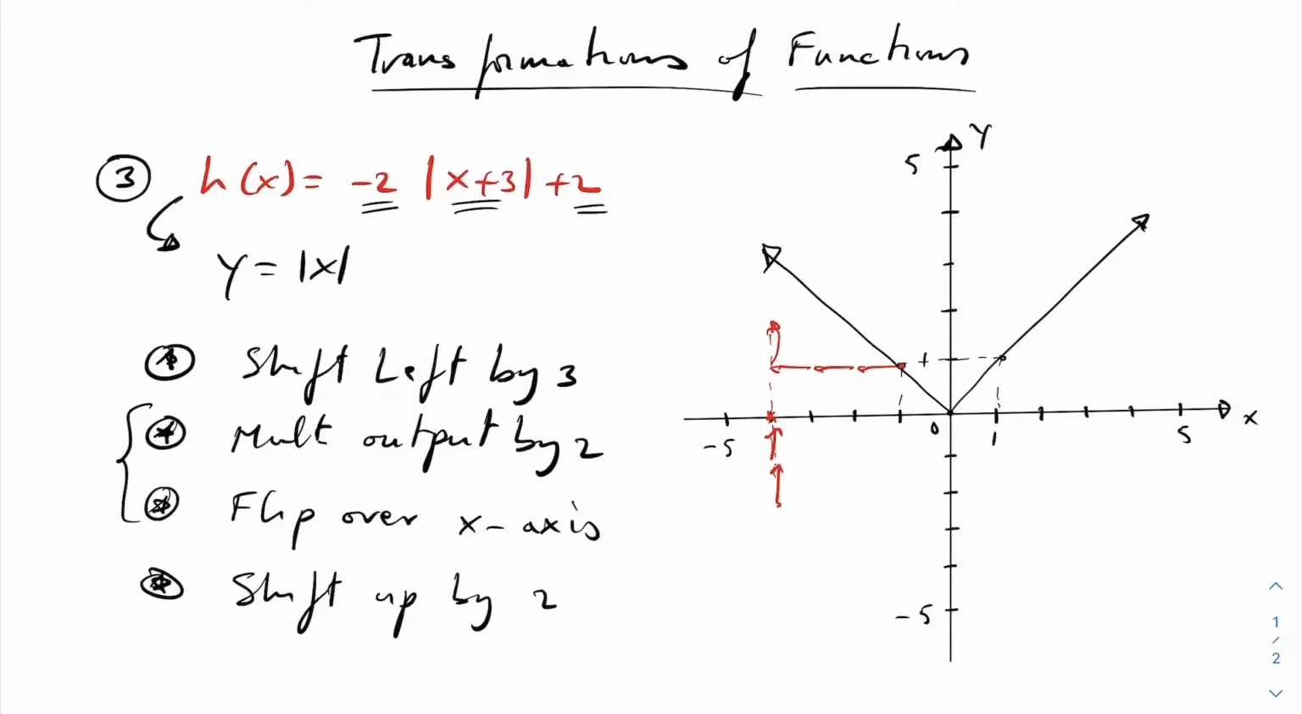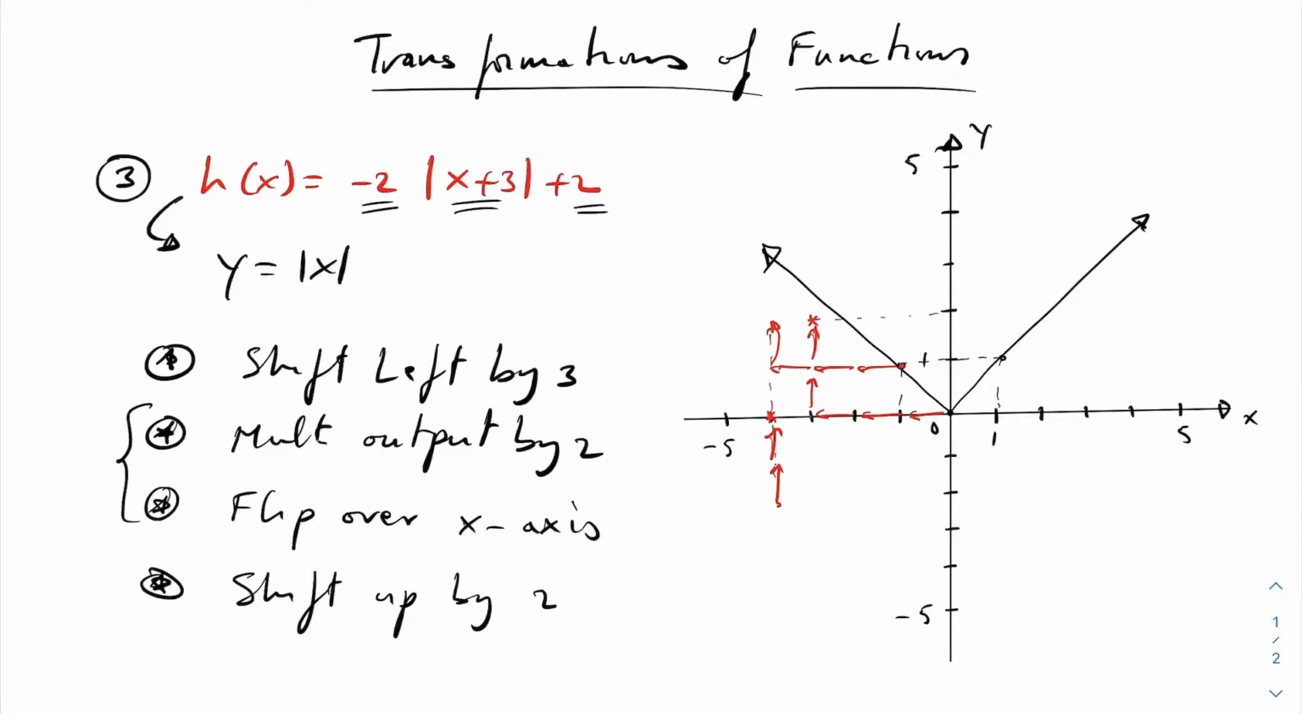Next, let's take the point 0, 0. Shifting it to the left by 3 will give us the point of coordinate negative 3, 0. Then multiplying the output by 2 will not change our point. Flipping it over the x-axis would still not change our point. Then a shift up by 2 will give us the point of coordinate negative 3, 2.